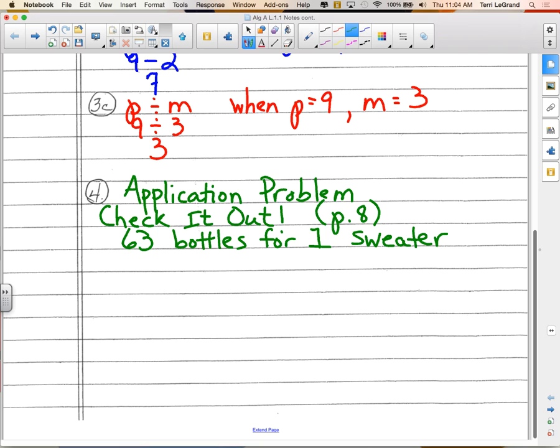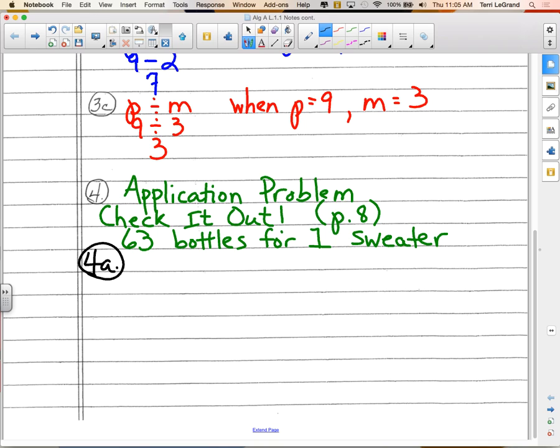Now we'll go on to 4A, and we'll see what they want us to do in 4A. Write an expression. So what can't it have? It's an expression. Equal sign, so no equal signs allowed here. Write an expression for the number of bottles needed to make S sweaters. In other words, S is standing in for the number of sweaters. Because there's an S involved, it's an algebraic expression.